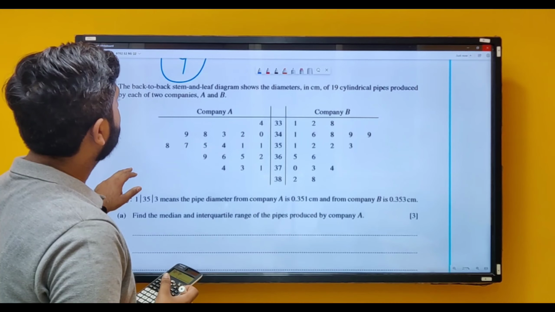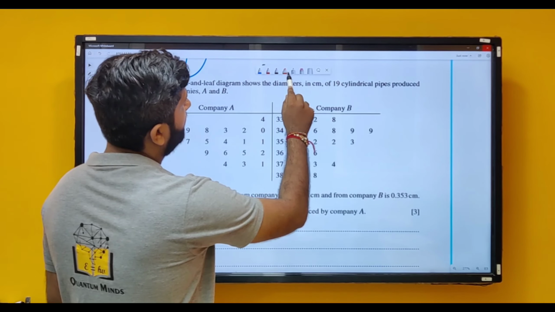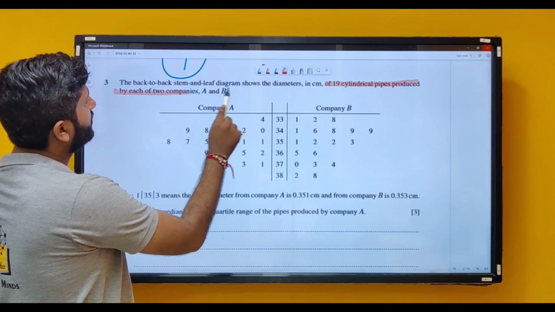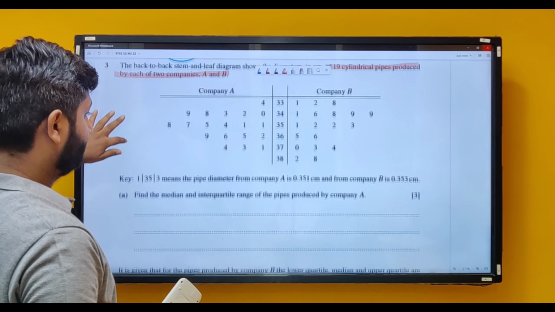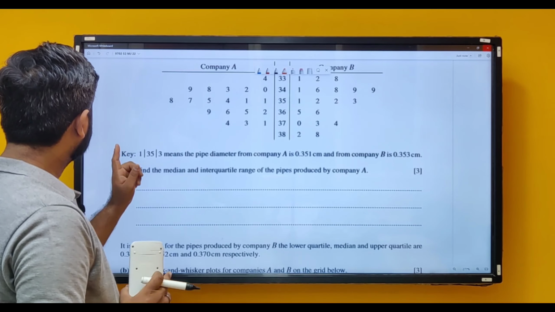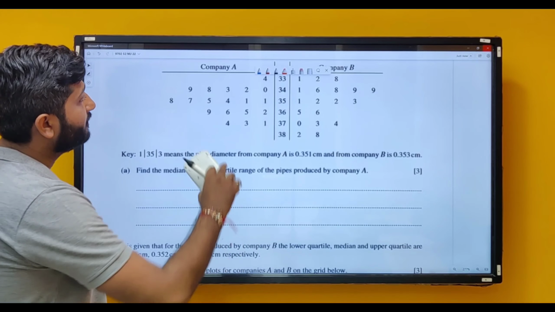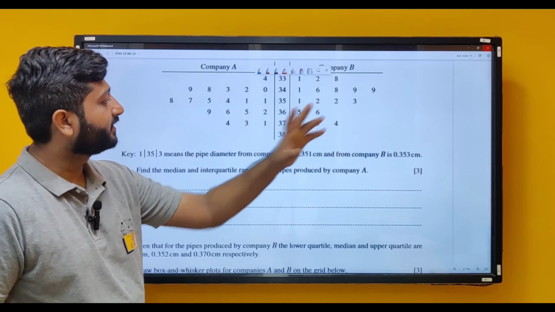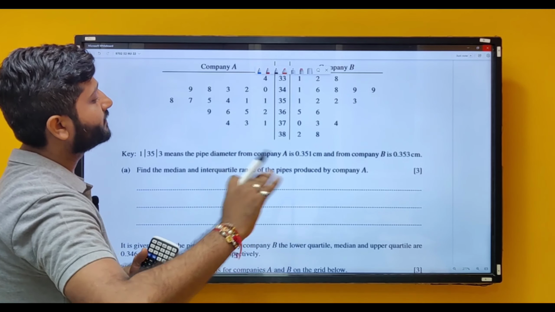The back-to-back stem and leaf diagram shows the diameter in centimeter of 19 cylindrical pipes produced by each of the two companies A and B. Okay. So the key is 135.3 means 0.351 from company A and 0.353 from company B. Okay, no issues. Find the median and interquartile range of the pipes produced by company A.